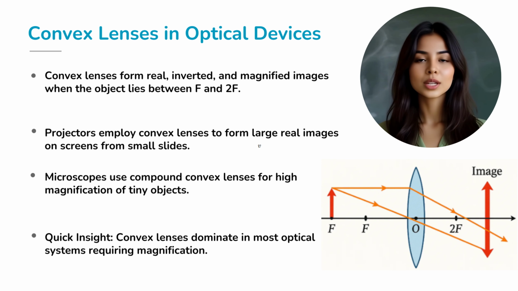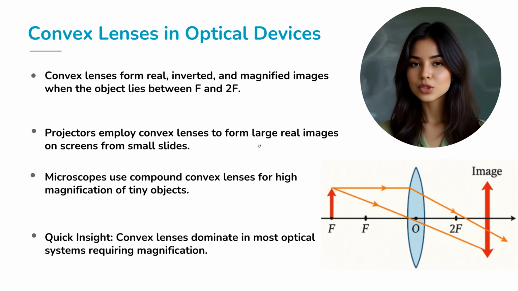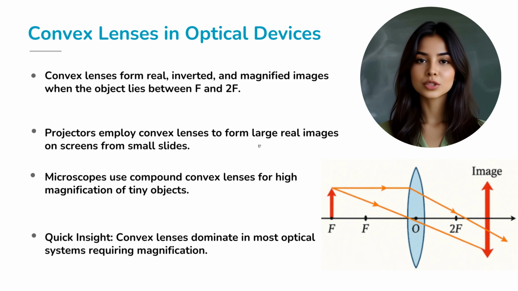Now imagine trying to capture a photo with your mobile camera. What ensures that the image of your friend forms sharply on the sensor? A convex lens inside your camera. Convex lenses are masters at focusing. When we keep an object between focus f and twice the focus, 2f, the image formed is real, inverted, and magnified, perfect for cameras and projectors.